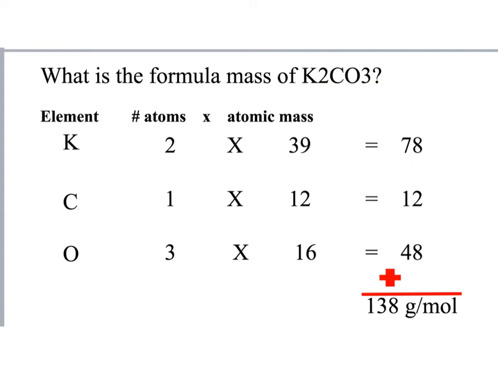And here we can just come and double check that all of our math made sense. We have 2 K atoms, 1 Cr atom, and 3 oxygen atoms. And we're going to multiply those times the atomic masses of each: 39 for the potassium, 12 for the carbon, and 16 for the oxygen. And then we're just going to multiply and add all of those together to get our final answer of 138 grams per mole. That is the formula mass of this substance.